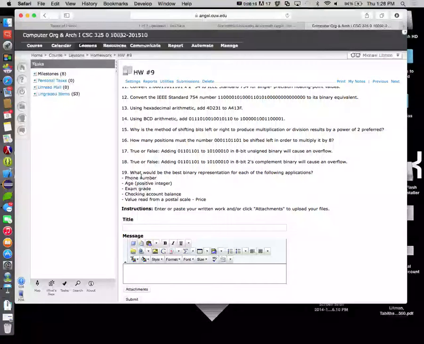Now I can look at what would be the best binary representation for each of the following applications. So it's giving you some examples of things that you might want to represent. So it's asking you to tell us what would it be, an 8-bit signed number, that kind of stuff, the best way to represent it.